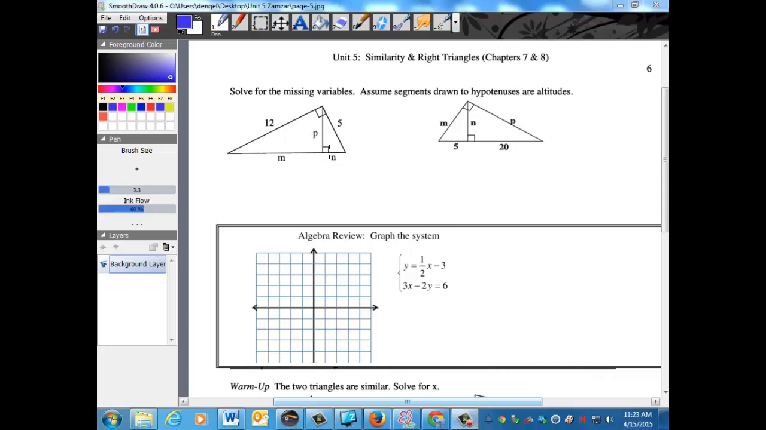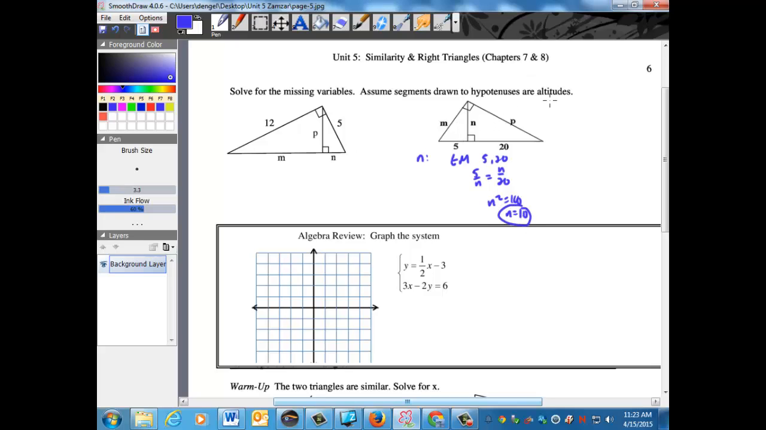Alright, we're going to skip this first problem because it's actually more challenging of the two. So let's do the easier one first. To find n, n is in the middle. It's the altitude. This becomes a part-part problem. So we're going to find the GM for n, the GM of 5 and 20. 5 over n equals n over 20. n squared equals 100. n is equal to 10.